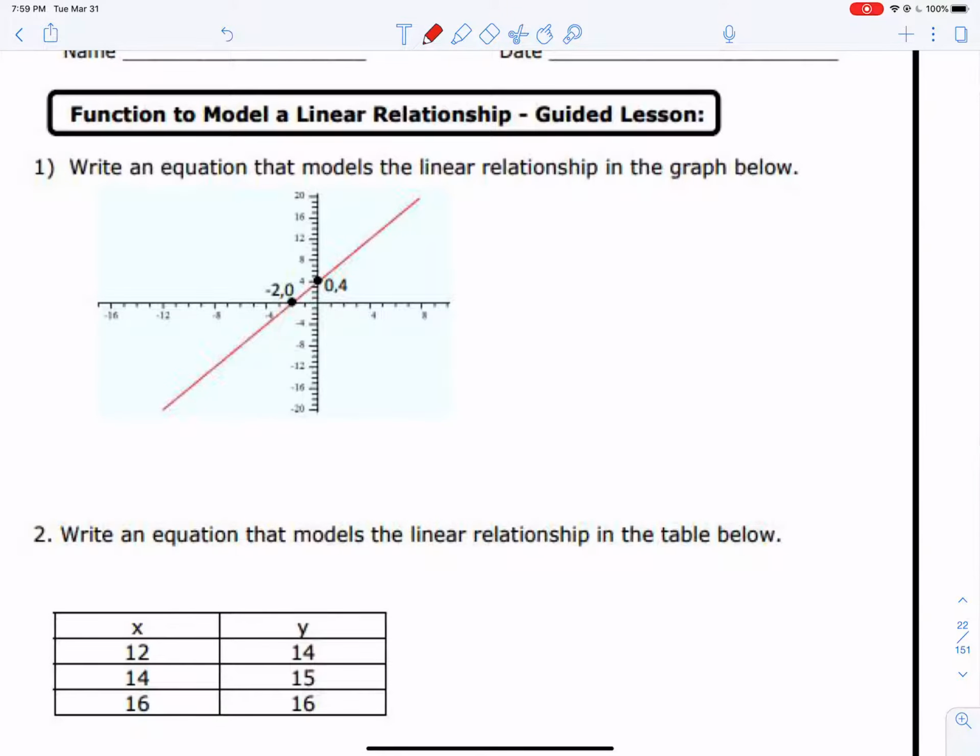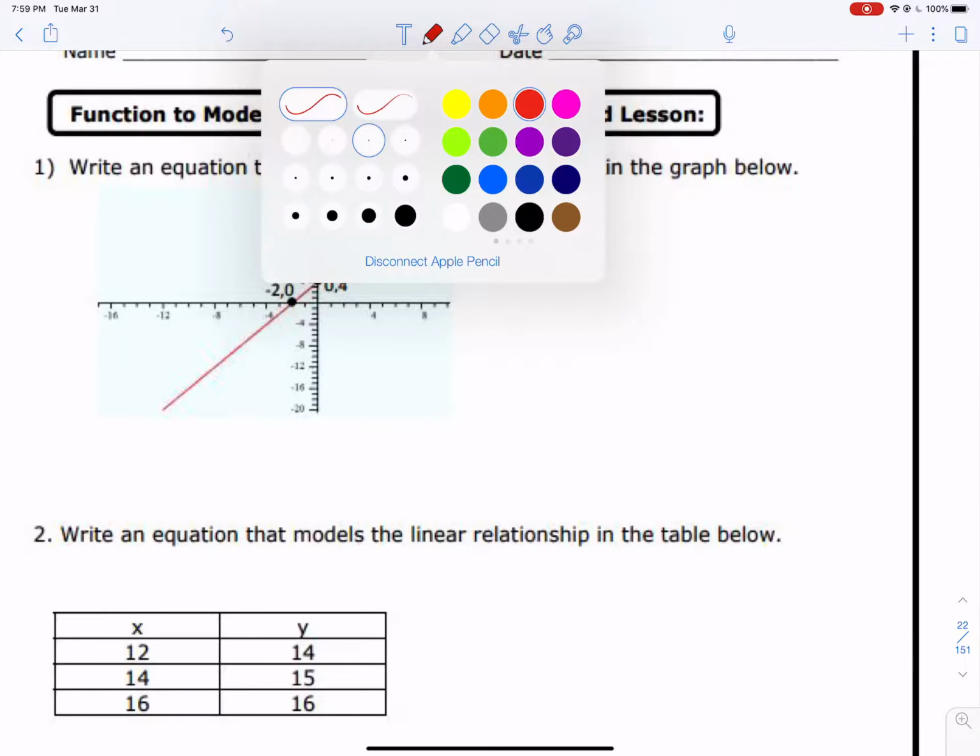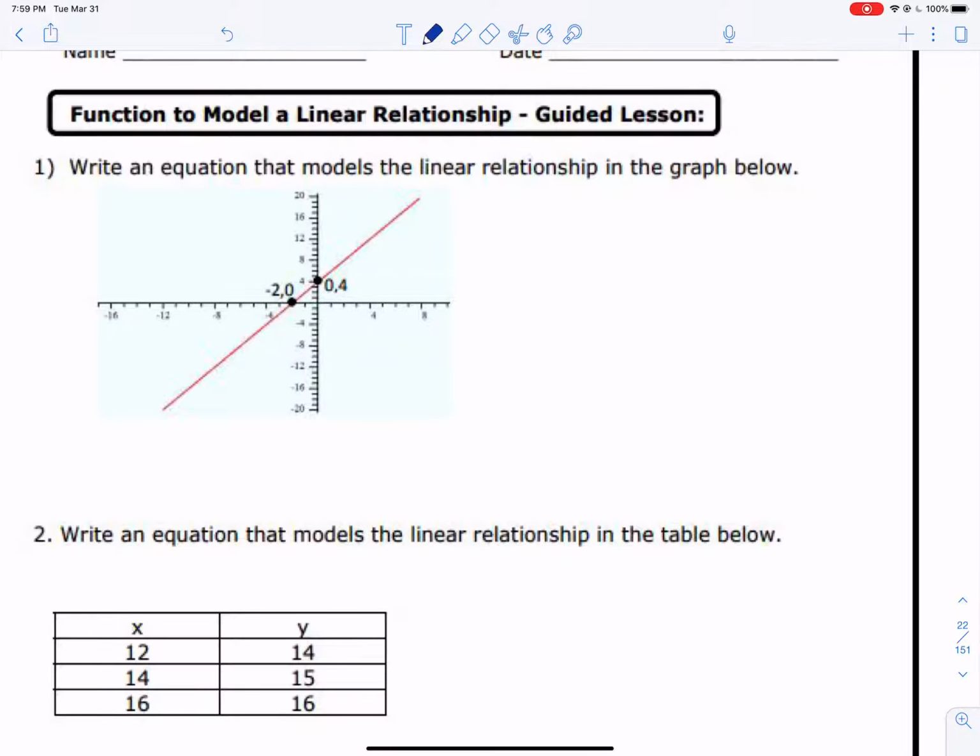So let's see if we can figure that out for both of these. The first one: if we have a graph, we can easily find the y-intercept by looking at the point on the graph where the line crosses, which is this point here. So b is our y-intercept, which is 4 because it crosses at 4. And our slope is rise over run. Here's 2 points. We're going to go up and over. Up, positive slope. Up how much? From 0 up to 4. So up 4, over 2. So 4 over 2, we simplify: 2 over 1, or just 2.